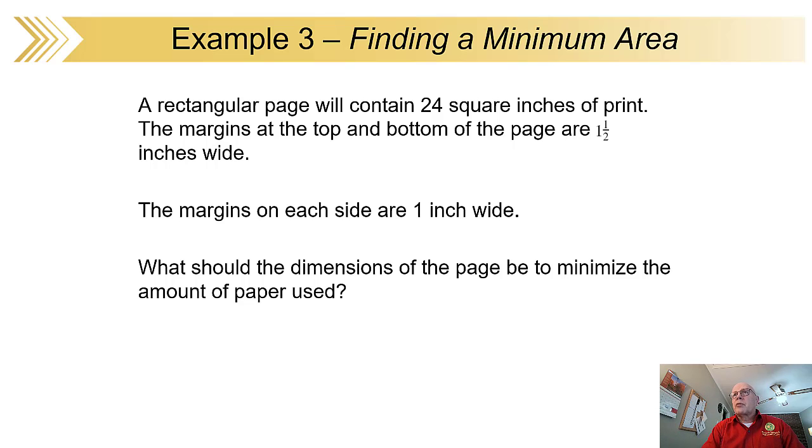Example number 3. I thought it was 2. Well, it's 3. So we want a rectangular page that has 24 square inches of print. Now that means we want a border, right? We want it to look nice. So we're going to have margins at the top of 1.5 inches. Looks nice to us. But inside that border, we want 24 square inches of print because we want the words in there. We want to see what the content is.